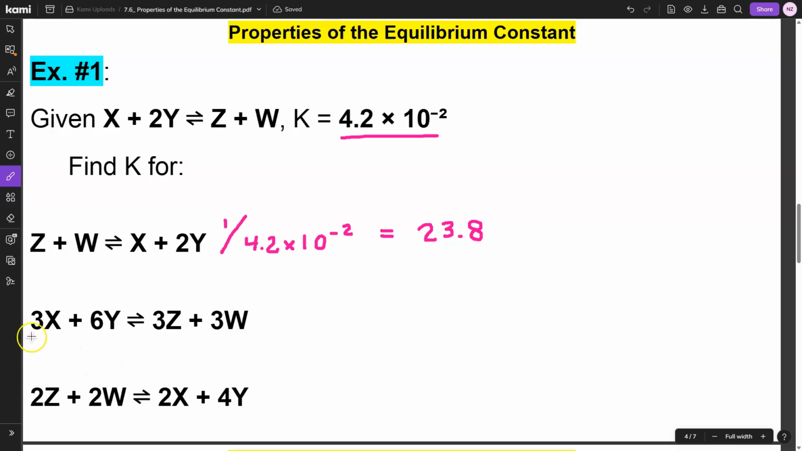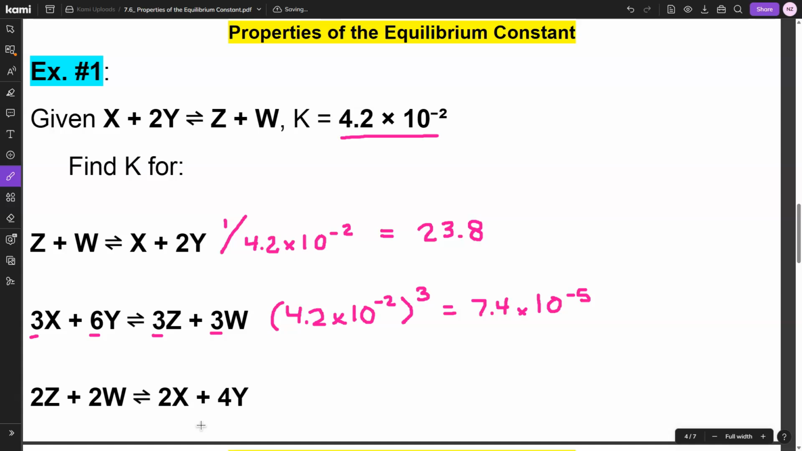All right, in equation 2, we've multiplied everything by a factor of 3. So since we multiplied everything by a factor of 3, we are going to take our equilibrium constant and raise it to a power of 3. So I have 4.2 times 10 to the negative 2, and I'm going to raise that to a power of 3. My new equilibrium constant will be 7.4 times 10 to the negative 5.